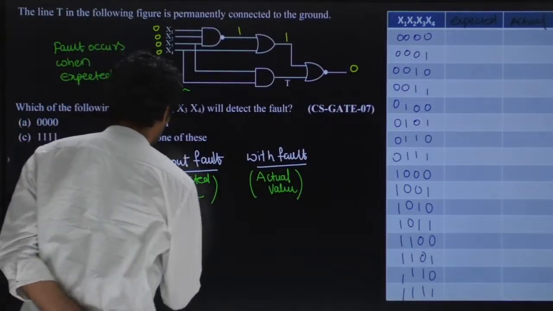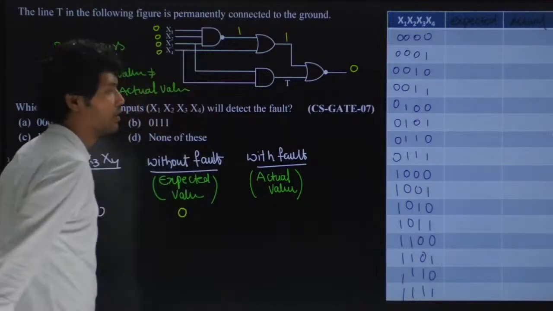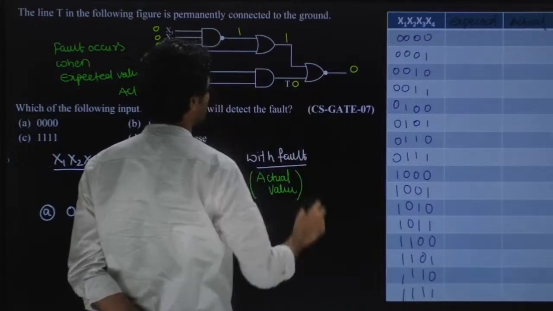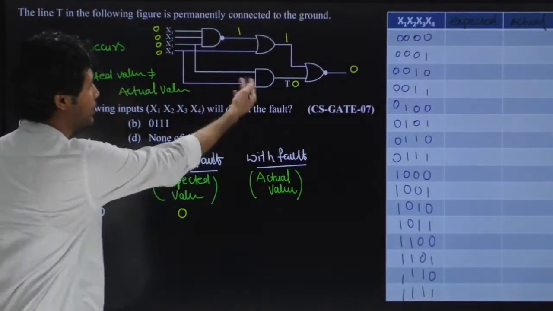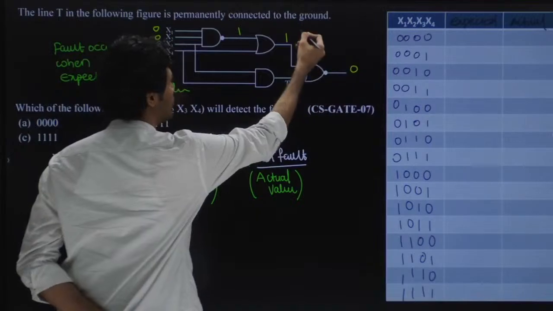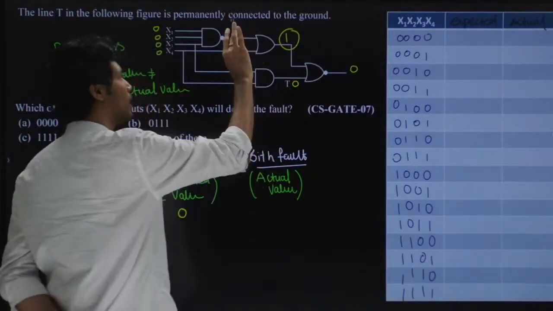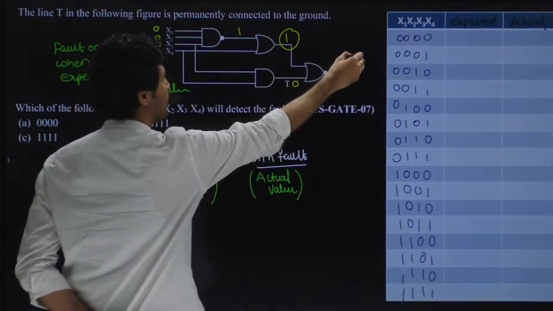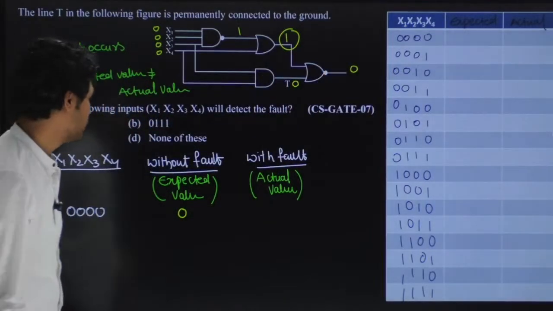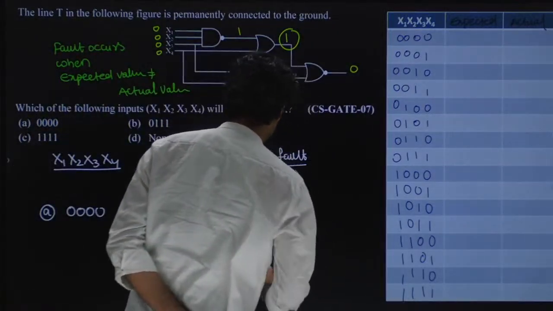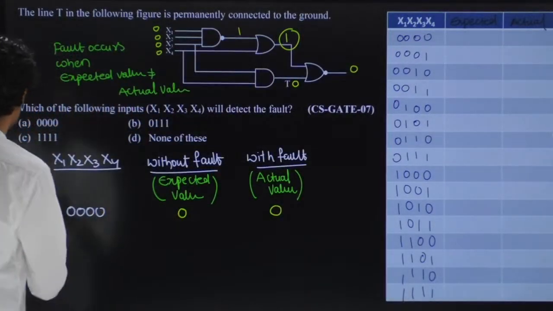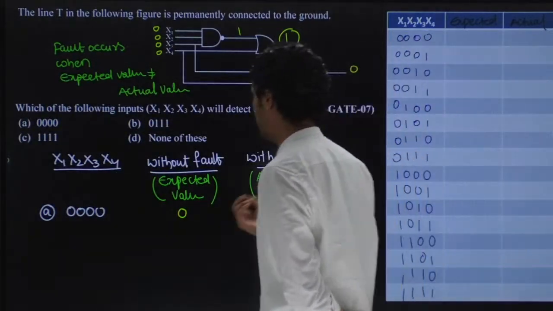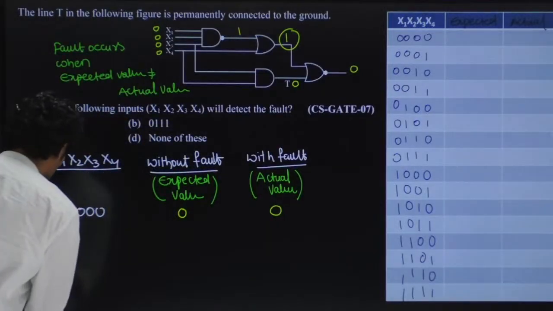So what is the expected value? Expected value is 0. Let us see what is the actual value. Actual value is, this is grounded, so this is 0. Since this is 0, still I don't care, because the output is 0 because of this path, not because of this path. So with fault scenario also, 1 plus anything, whole bar becomes always equal to 0. So the actual value becomes equal to 0. Obviously the fault cannot be detected in this case, because both values are one and the same. So I can't decide whether there is a fault or not on the basis of this.